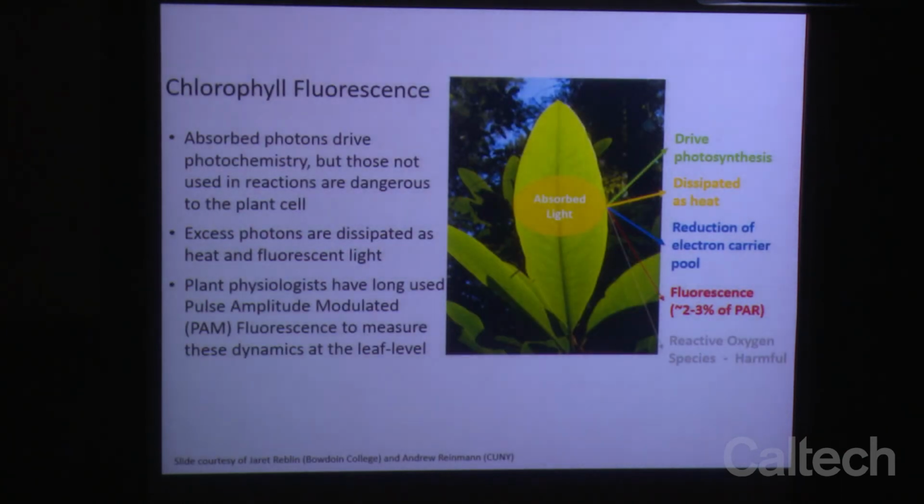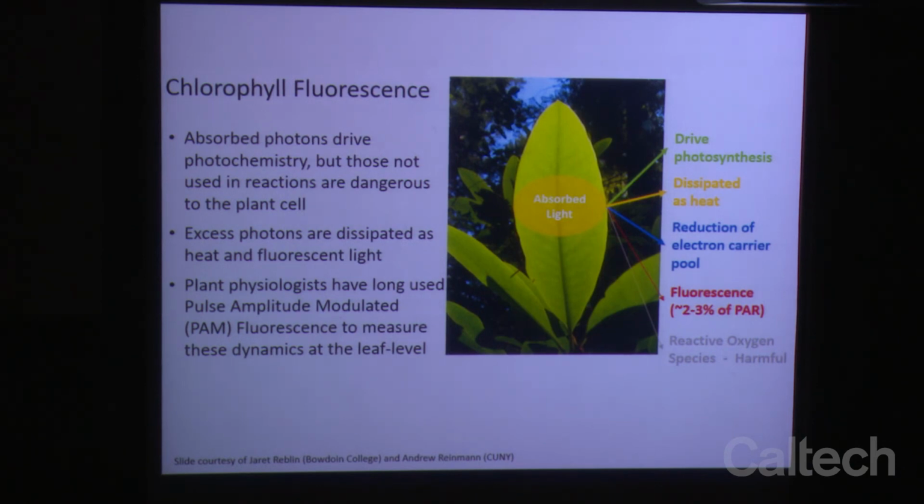The last topic I wanted to go through very quickly, because I see I'm on red, I wanted to mention SIF, chlorophyll fluorescence. This is a really promising, newer spaceborne data set technique. The concept here is that you have photosynthetic processes going on at the leaf level. They're driven by the photosynthetically active radiation. Excess photons that are not used in that process are dissipated as heat and fluorescent light.